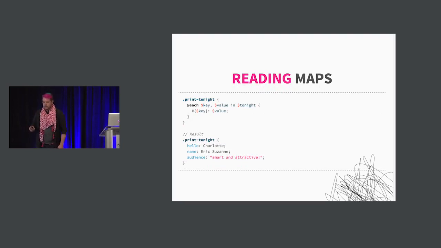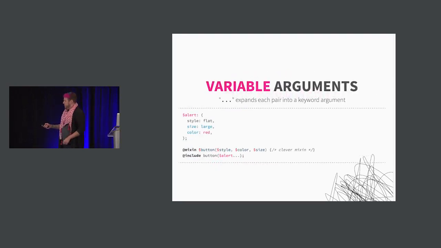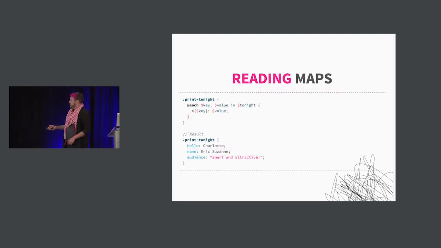And then you can read maps like this. So this is a basic each loop from SAS. If you've ever used that, it loops through usually a list. And in a list, you would only get one value out of it for each iteration of the loop. With a map, you get two values out. You get the key and the value, and you can use them like this. And we've printed out CSS that looks like our map.